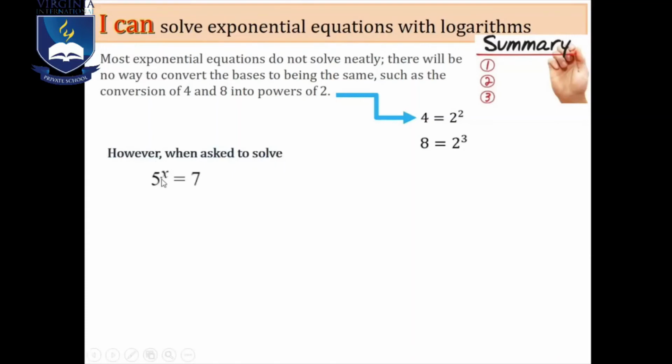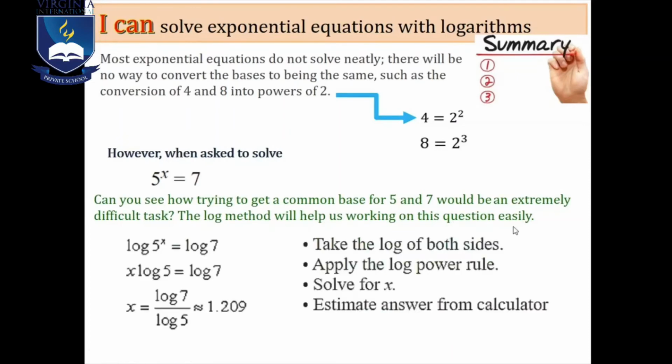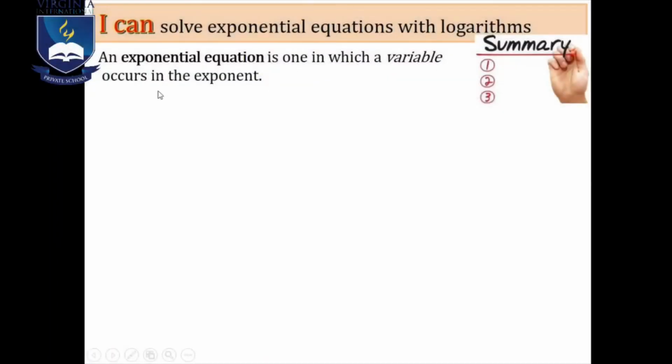However, when asked to solve 5 to the power of x equals 7, can you see how trying to get a common base of 5 and 7 would be an extremely difficult task? The log method will help us work on this question easily. Take the log of both sides: log 5 to the power of x equals log 7. Apply the log power rule. x log 5 equals log 7. Solve for x: x equals log 7 divided by log 5. Estimate the answer from a calculator, about 1.209.